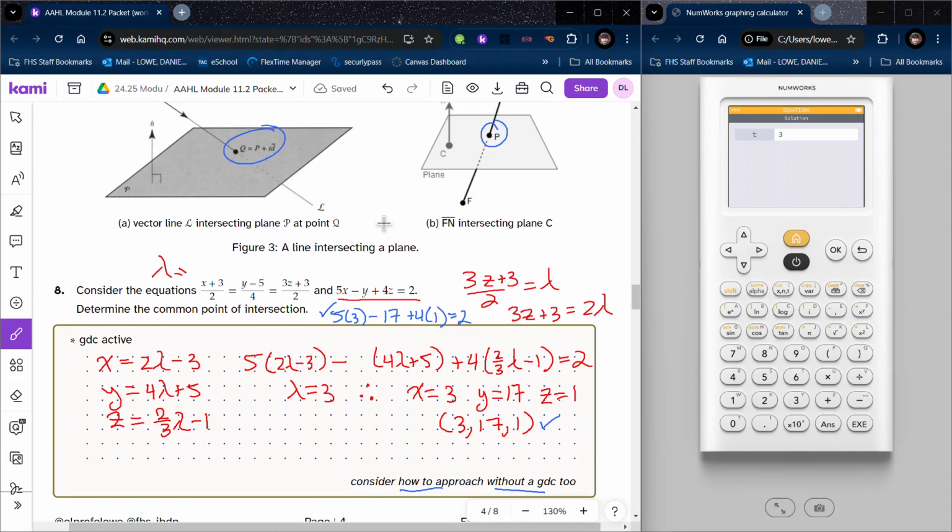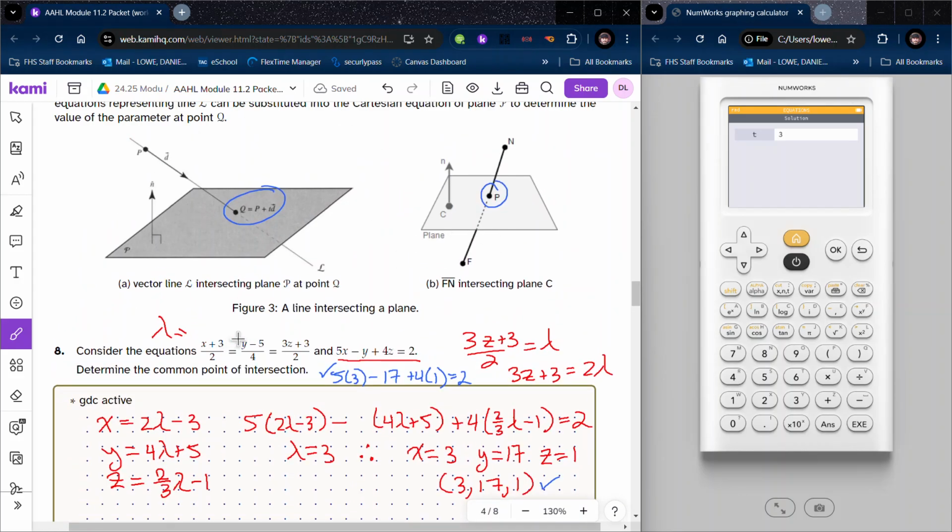All right. The visual can certainly help it out, and so your key is going to be: get the parametric form of the line, substitute into the Cartesian form of the plane, solve for the parameter, substitute back into the line, and you'll have your point of intersection.